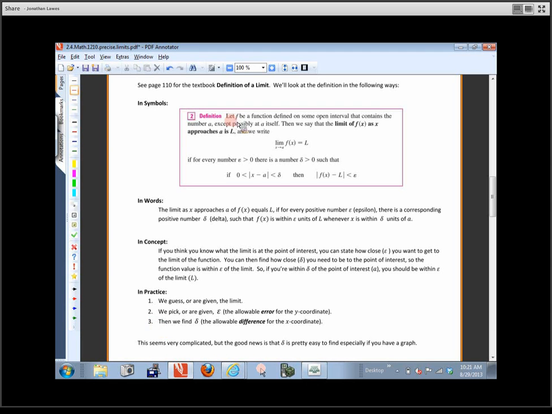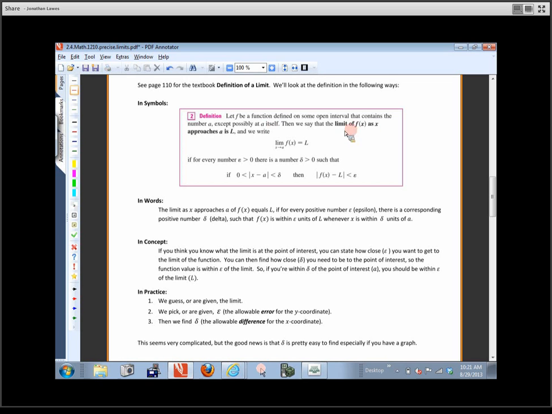So here's the textbook definition. It says, let f be a function defined on some open interval. So it's got to be defined on this little interval. And it contains the number a. A is important because it's got to contain the point of interest. Okay, so we know it's defined on this open interval. Okay, it contains the point of interest, and it's defined everywhere except possibly at a itself, because we don't really care what happens right there. We just care what happens around there.